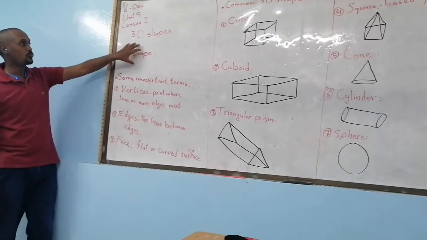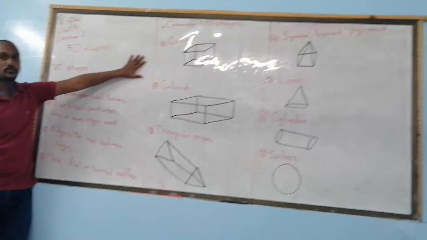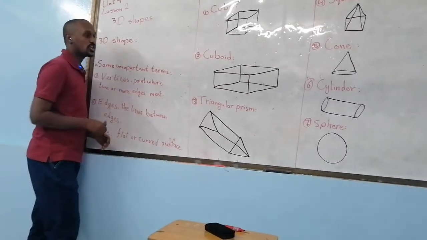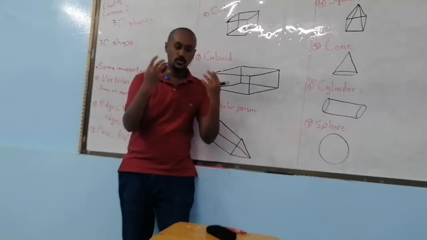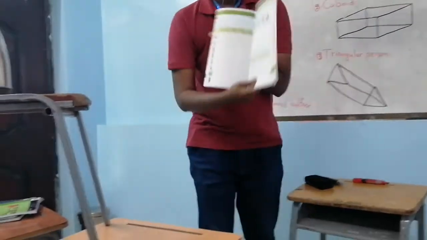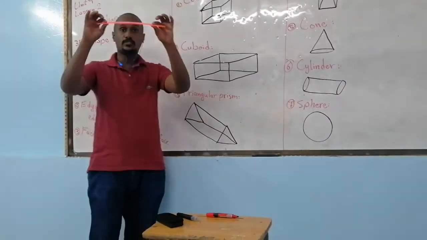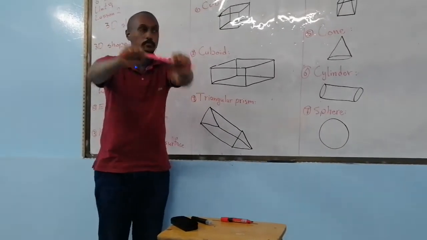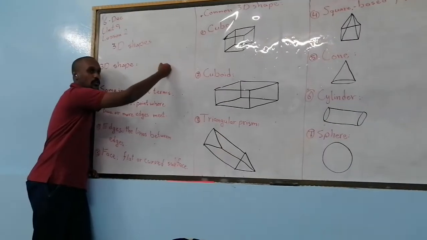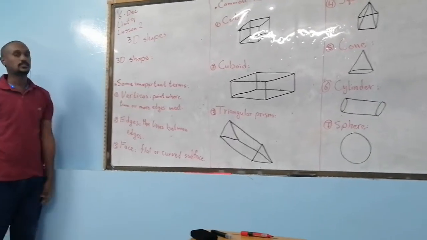So, when we talk about the 2D shape, it should be what? Flat. Something you cannot what? Hold. But when you talk about the 3D shape, things you can touch, things you can hold. For example, the eraser is a 3D shape. The book is a 3D shape. The ruler is a 3D shape because you can hold it. But if we have a square, I cannot hold it. I cannot grab the shape.